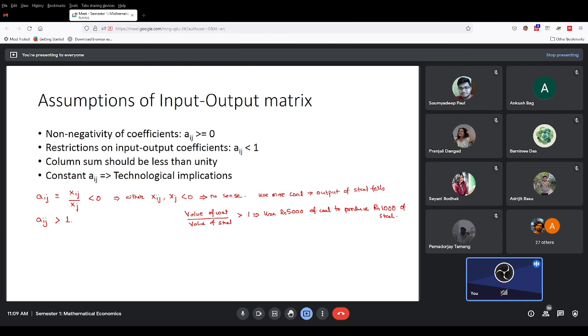Third is column sum should be less than unity. If you remember in input-output, the column sum was simply the inputs. So again, the total inputs cannot be greater than 1. It implies that your input is greater than output. So all these are very important technological assumptions, but they are intuitive.